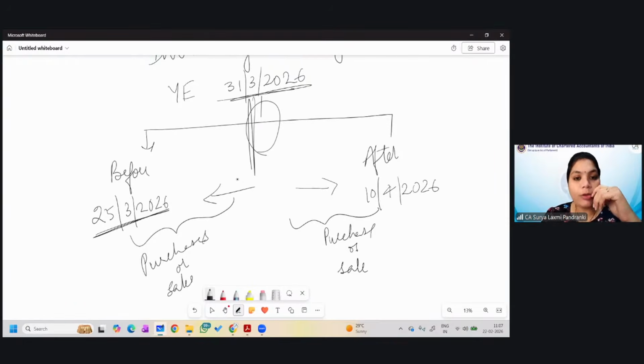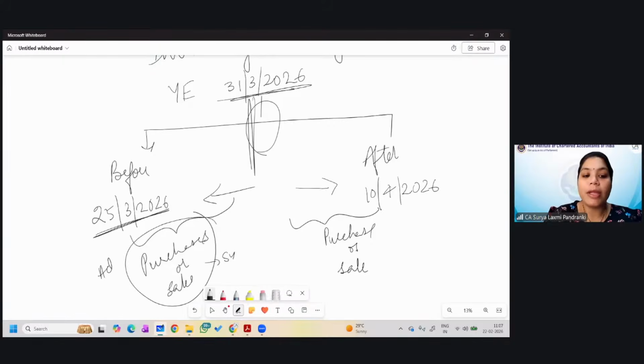Adjusted, meaning what you have to do? If the physical count is done before, then these purchases and sales belong to the same year. So purchases have to be added, sales will be removed. If it is done after, it will go the opposite way. Purchases will be removed, sales will be added.